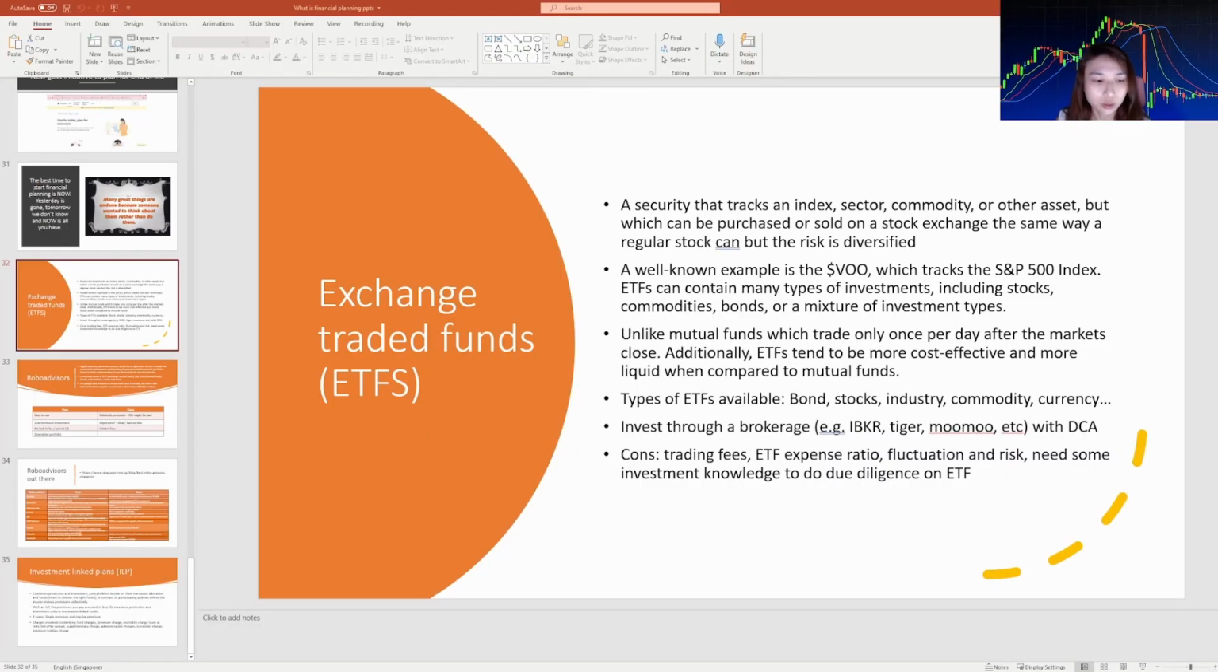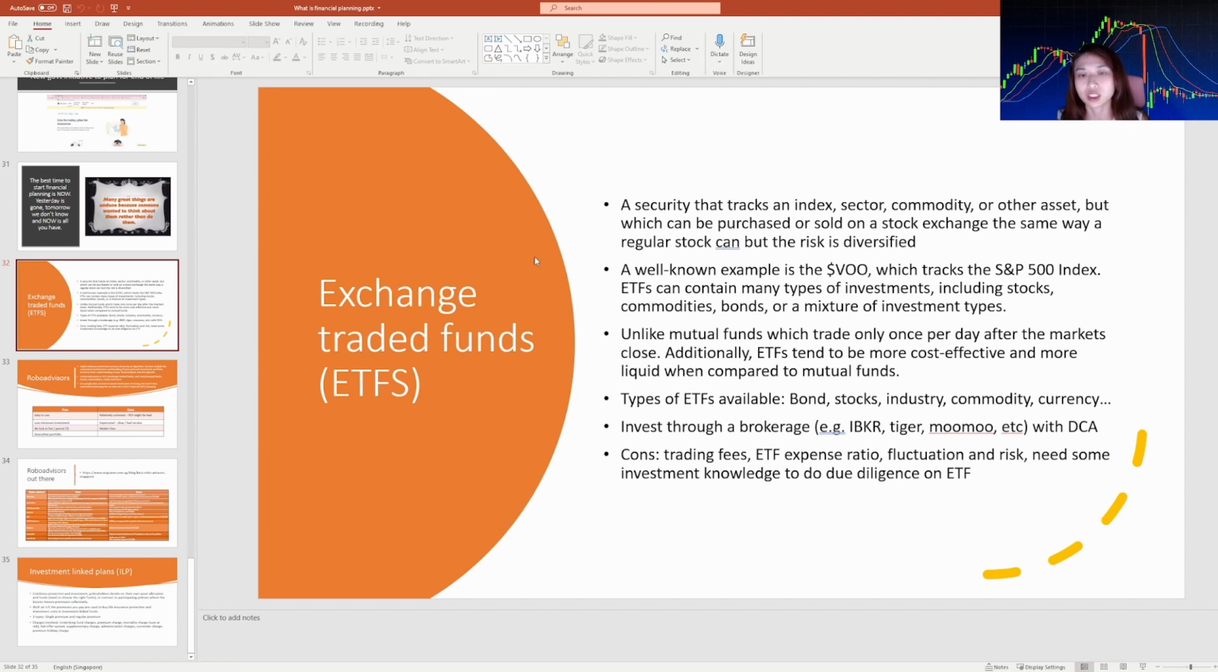The first one I want to talk about is ETFs. So what exactly is an ETF? ETF is an exchange-traded fund. So what's an exchange-traded fund? It's a security that tracks an index, sector, commodity, or asset. This can be purchased or sold on the stock exchange the same way as a regular stock, but the risk is more diversified.